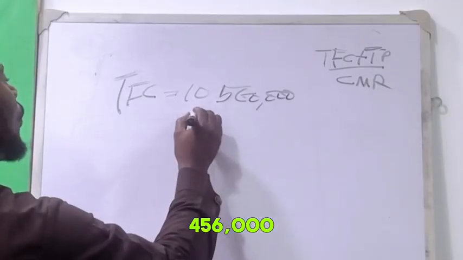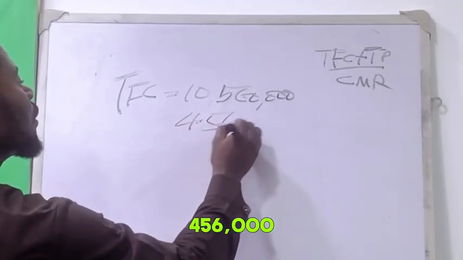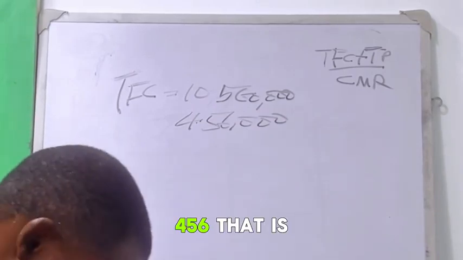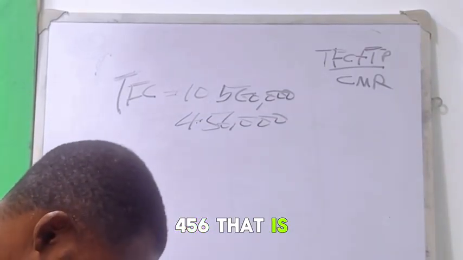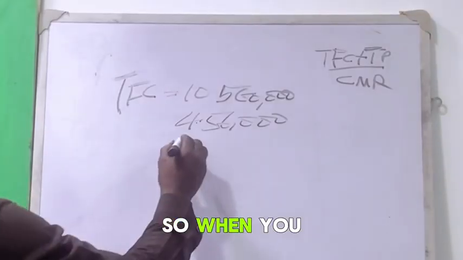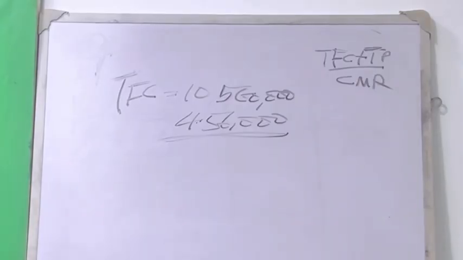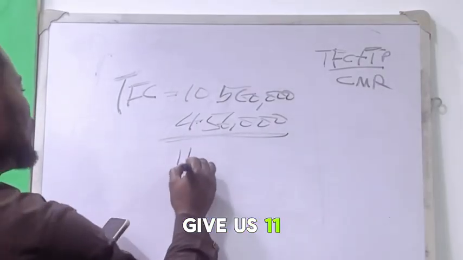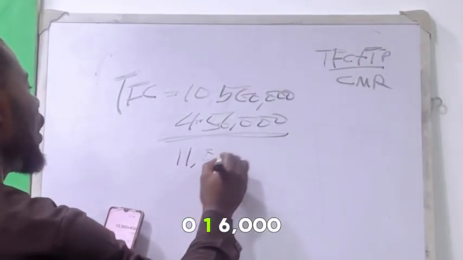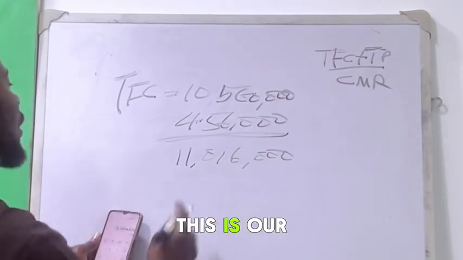So we say plus 456,000. That is 456,000, correct? So when you add this up, it will give you the total fixed cost. Okay? So that will be 10,560 plus 456. So that will give us 11,016,000. This is our total fixed cost.